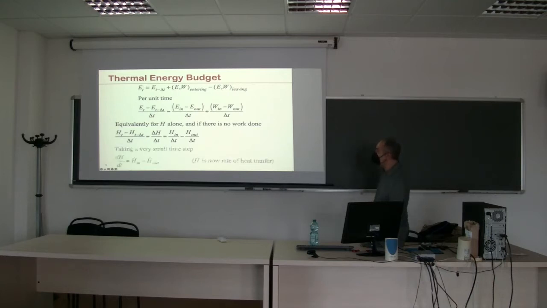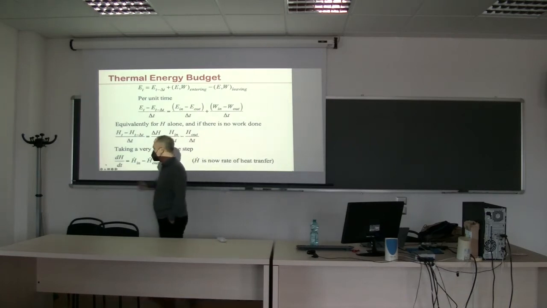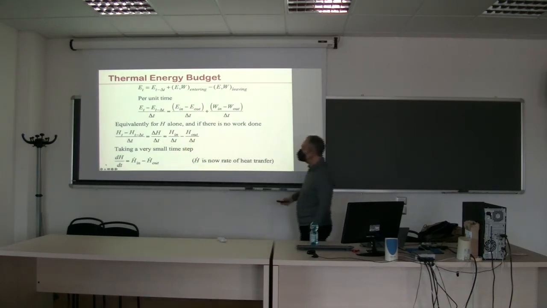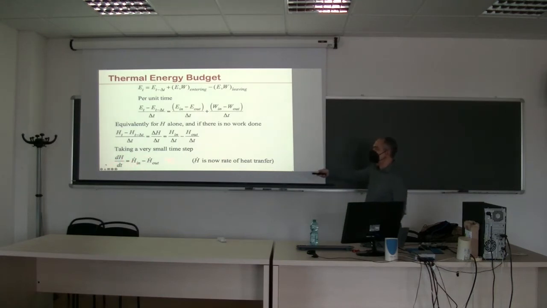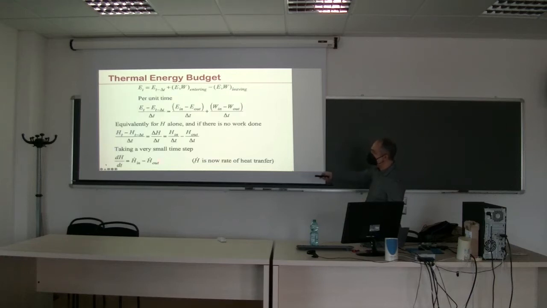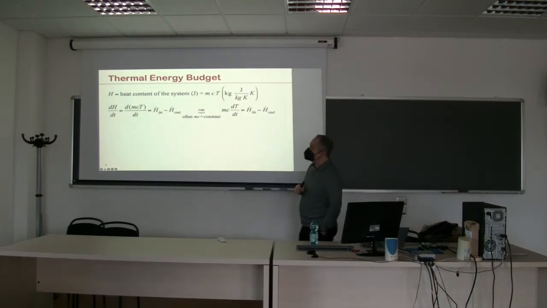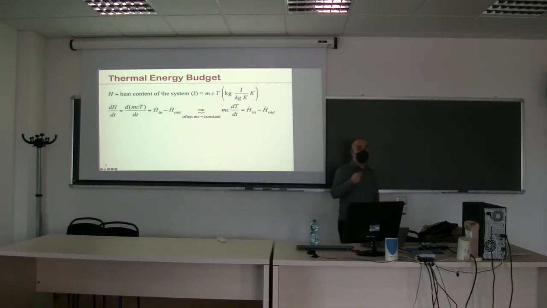And finally, of course, in the limit of dt going to 0, you get a differential equation expressing dH/dt in terms of the rate of H going in and out. So this is the simplest expression of an energy budget, a thermal energy budget of a system. And of course, sometimes you might have energy sources or sinks that you have to add here.